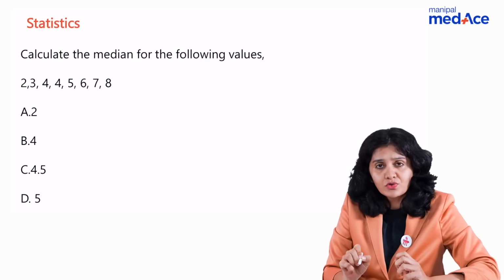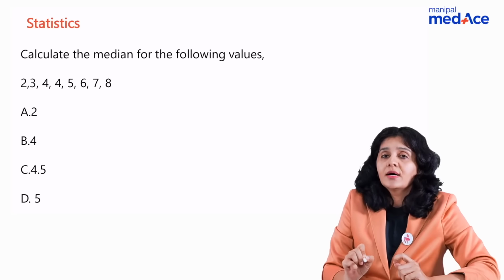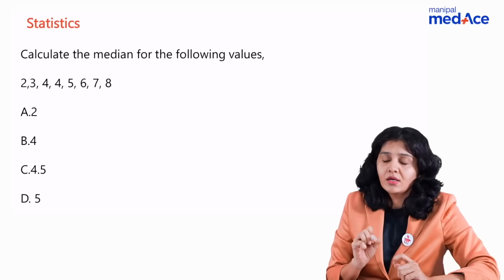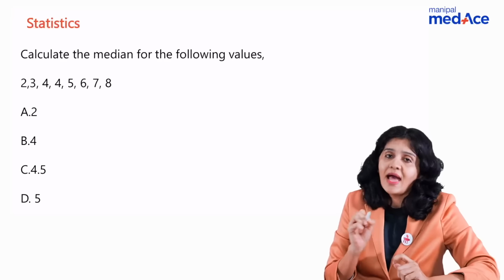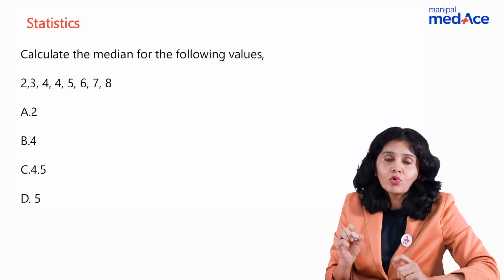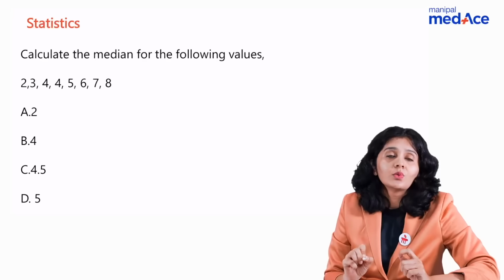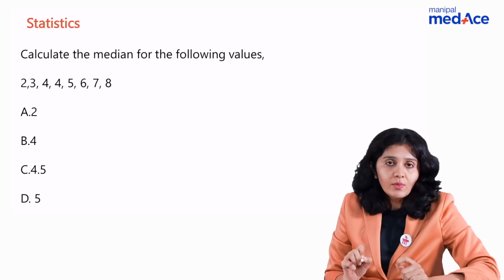So what is median first of all? When you arrange the data into ascending or descending order, the middle value is your median. What is mean? Mean is nothing but the average of all the values. What is mode? Mode is the most recurring value, right? So here they asked median. So median is the middle value.